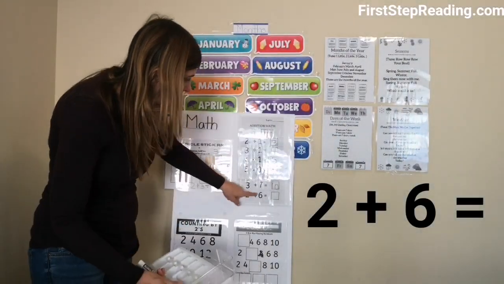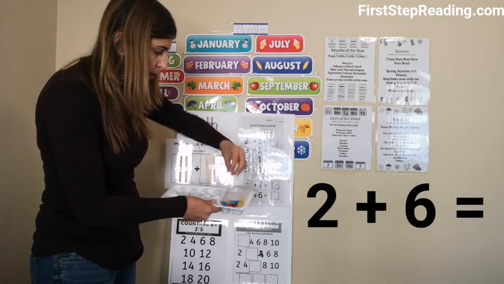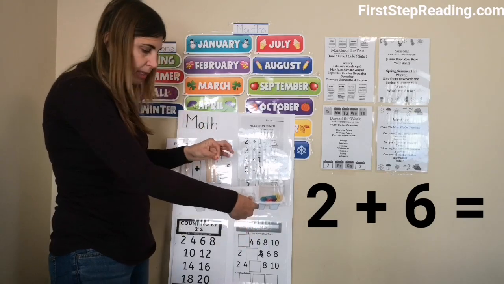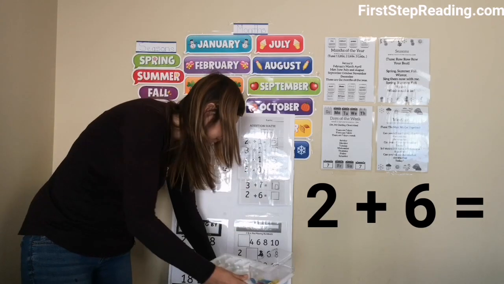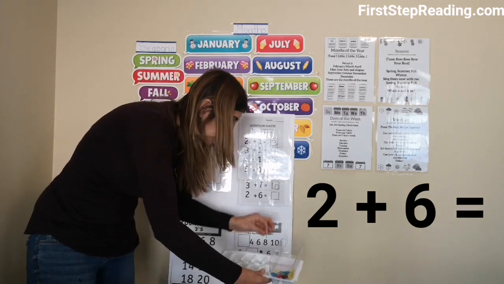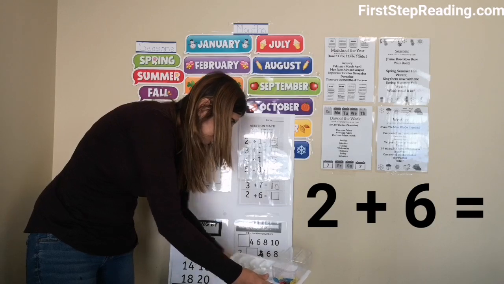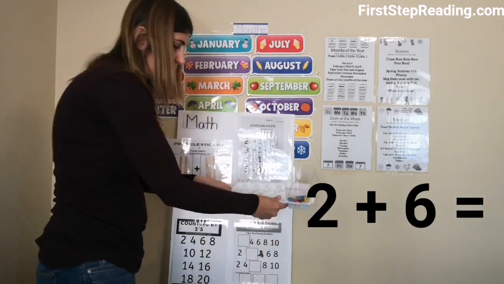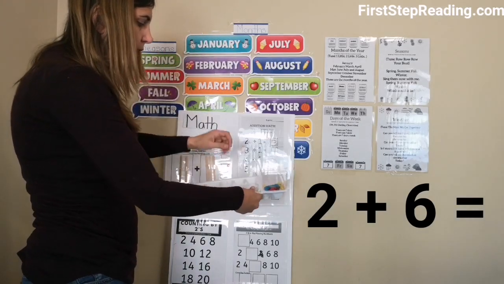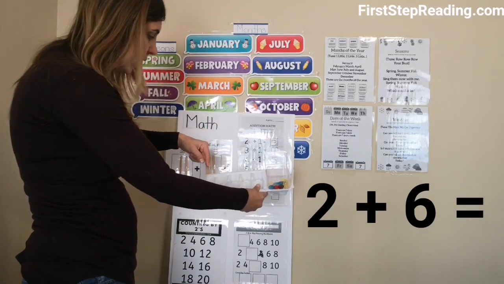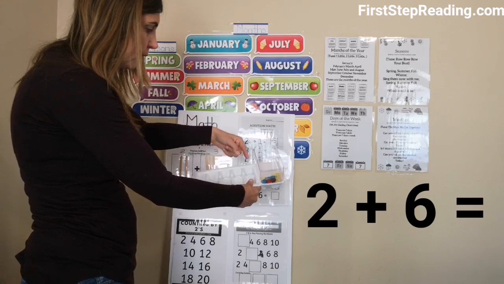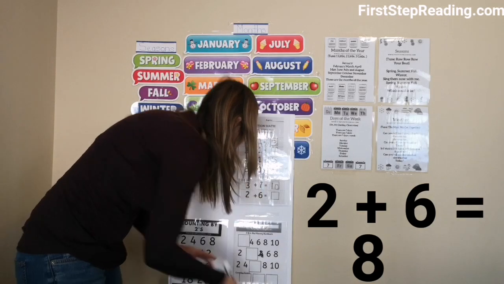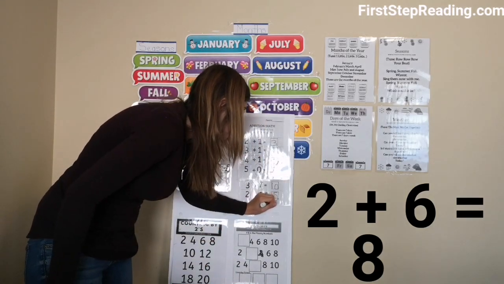So now I'm going to do 2 and 6. So I put in 2, 1, 2, and then I put in 6 more. 1, 2, 3, 4, 5, 6. And I count how many I have all together. 1, 2, 3, 4, 5, 6, 7, 8. So my answer is 8.